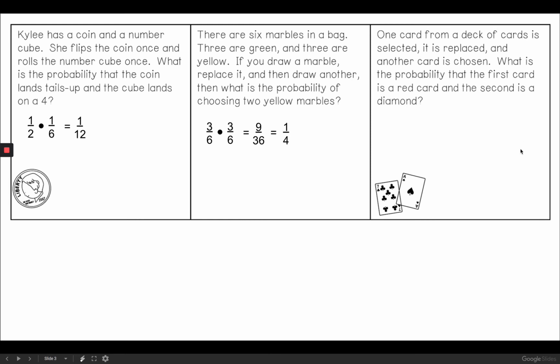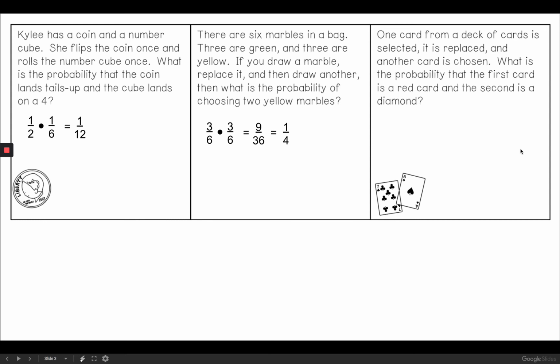Next question. One card from a deck of cards is selected. It is replaced and another card is chosen. What is the probability that the first card is a red and the second card is a diamond? Okay, so now if you don't know anything about playing cards, then that would be a hard question to answer.